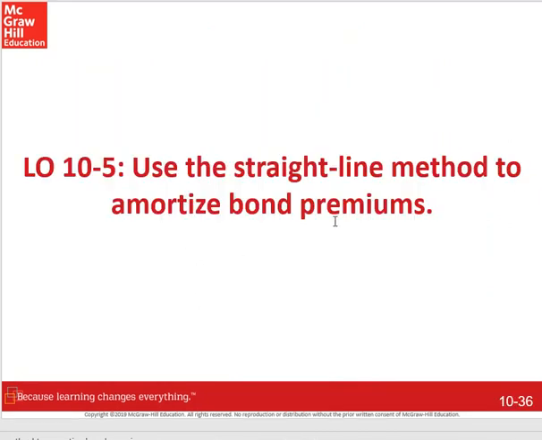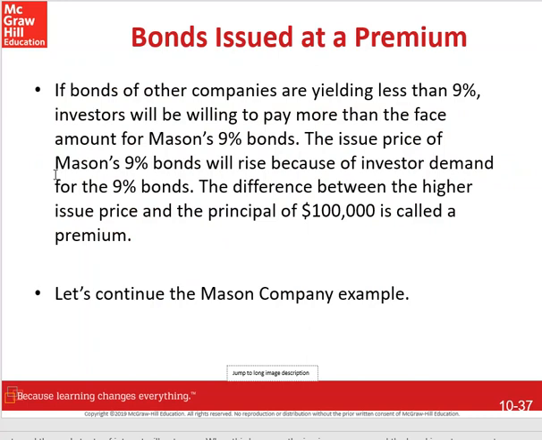So now we're going to look at it from the other perspective. What if our bond interest rate is better than others? We might issue at a premium. So now we're going to use the straight line method to amortize bond premiums. And then again, here's the idea.